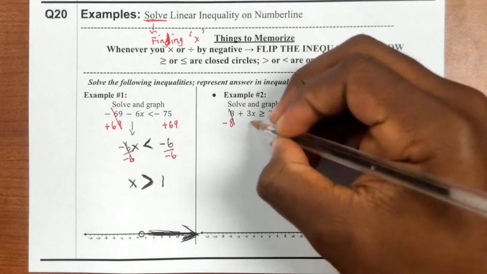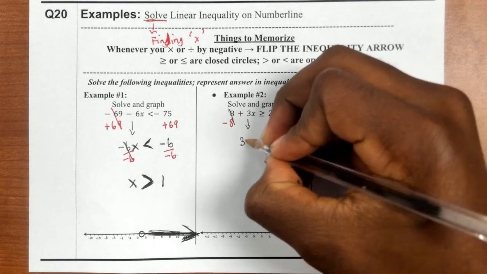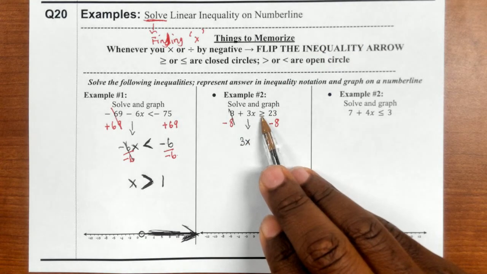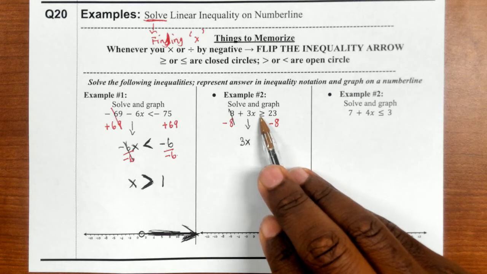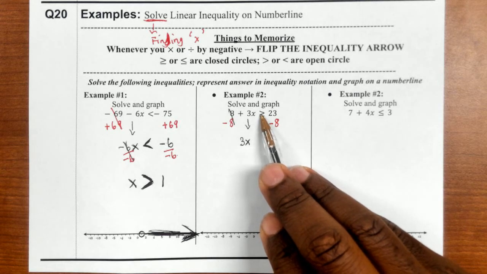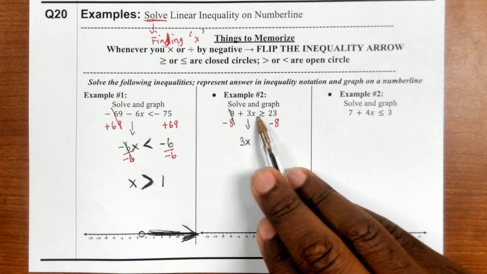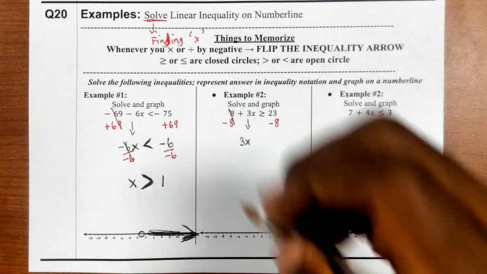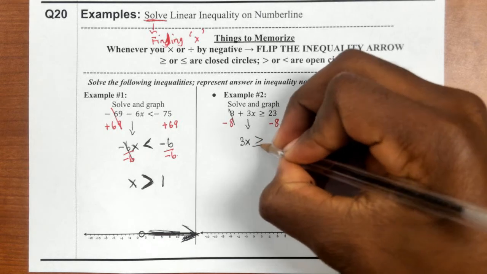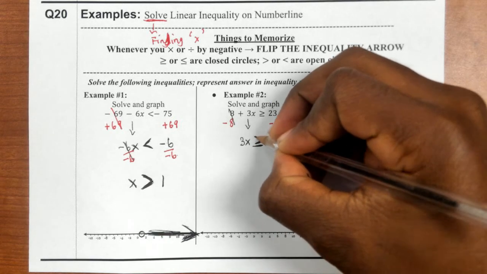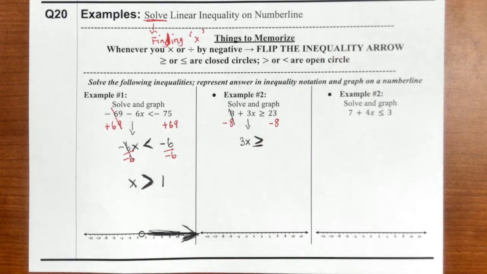This gets canceled, and my positive 3x I bring down. What is this? Is this a greater than, or a less than or equal to sign? This is a greater than or equal to, because again, it does not look like an L, and it has a line underneath. The line underneath means or equal to. So this will be a greater than or equal to sign. That stays the same for now because we did not multiply or divide by a negative.